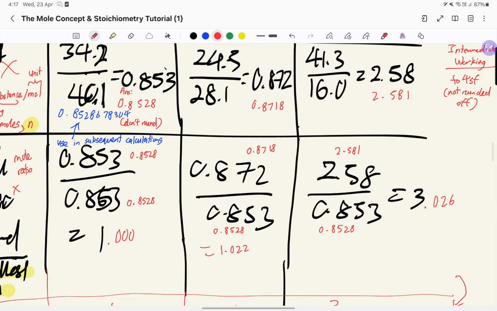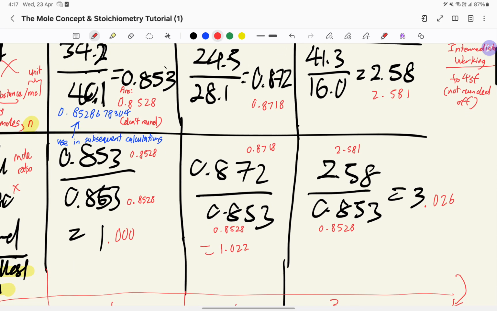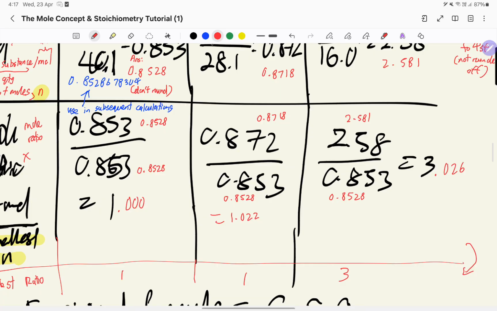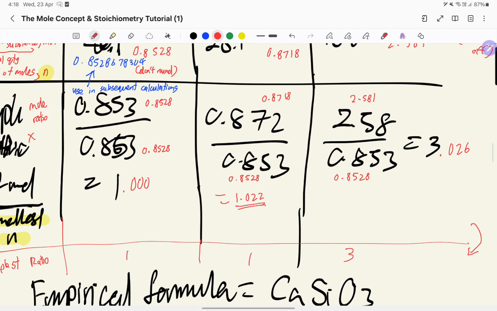What I mean by that is, for example, if I don't use that exact number, and I just take 0.8718 divided by 0.8528, I wouldn't have gotten 1.022. If I just plug these numbers into the calculator, it will have given me 1.05570356, which is completely different from the final answer over here, where I use the calculator value.